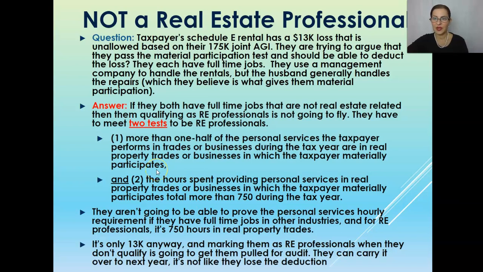In this case, we have a tax professional where the taxpayer's Schedule E rental has a $13,000 loss that is unallowed based on their $175,000 joint AGI. So they have a loss in their rental real estate activity. They cannot take that loss because their AGI is too high. It's over 150,000, which is where you're phased out. They call it phased out completely. They can't take any of the losses.